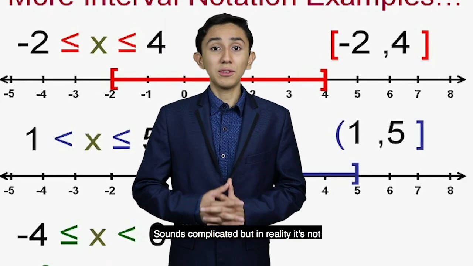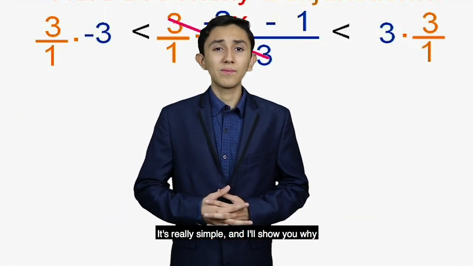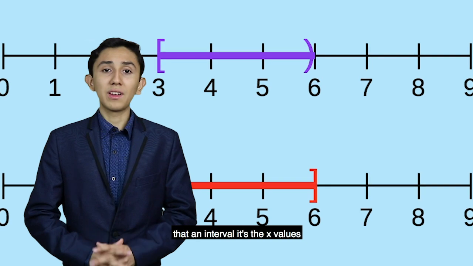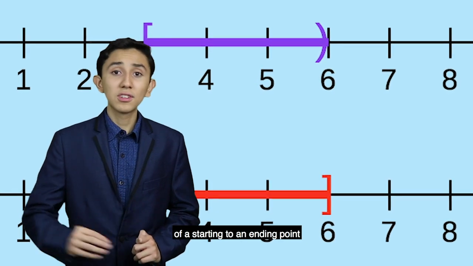Interval notation. Sounds complicated, but in reality it's not. It's really simple and I'll show you why. First, let's start by knowing that an interval is the x values that are within the range of a starting point to an ending point.